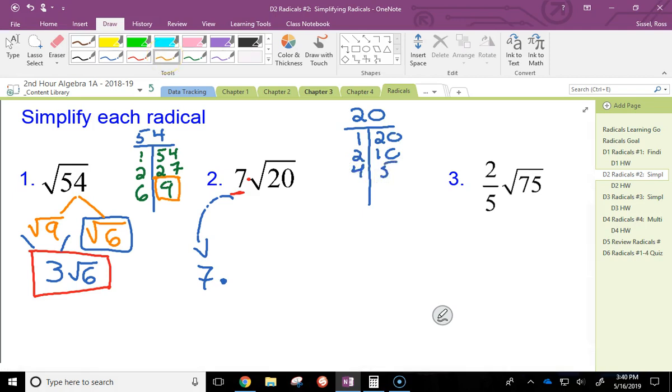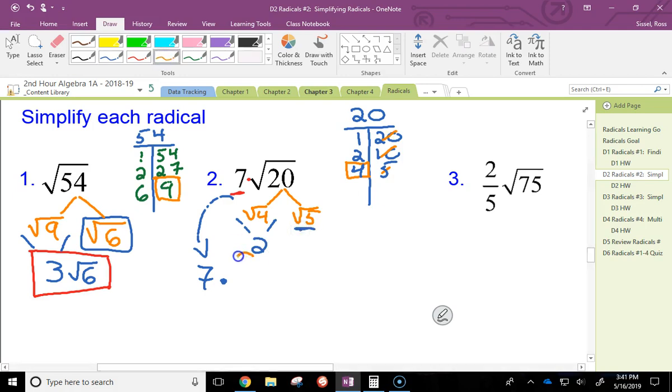I start at the largest number, 20. 20 is not a perfect square. 4 times 4 is 16. 5 times 5 is 25. 10? No. So I can even cross these off. 5? No. 4? 4 is a perfect square. So 20 is going to be broken down to the square root of 4 times the square root of 5. Square root of 4 is 2. Square root of 5 can't be broken down anymore.